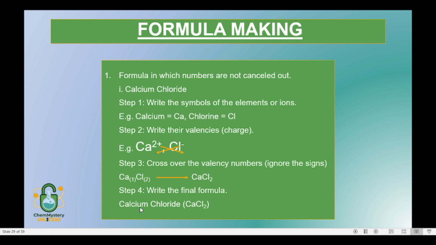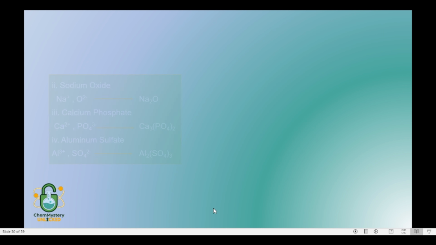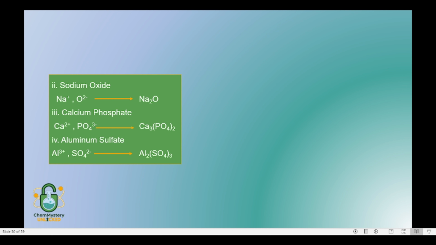Now let's move ahead to more examples, like sodium oxide. Sodium has a charge of plus. Oxygen has a charge of 2 minus. So we cross over the valencies. 2 comes over here, 1 comes over here. It becomes Na2O. We don't write 1, okay? Always remember this. We don't write 1.